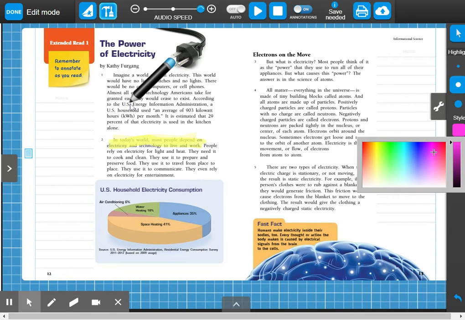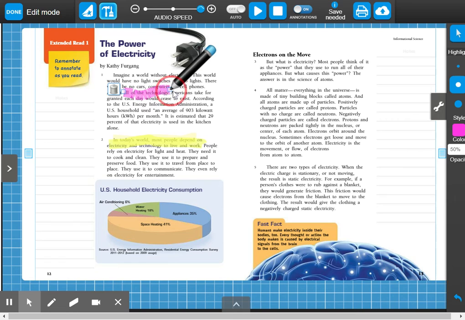Okay, so what I do realize is that we learn the importance of it, and then I'm looking for an example of how people use technology. Almost all the technology Americans take for granted would cease to exist. That's talking about the technology piece of it.